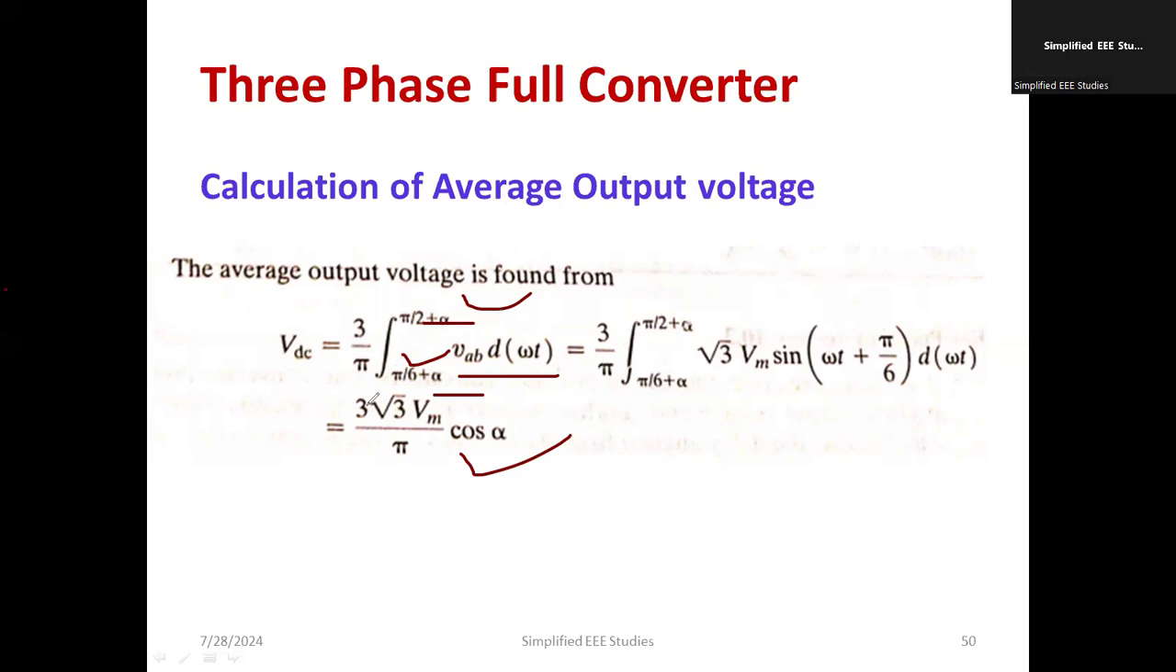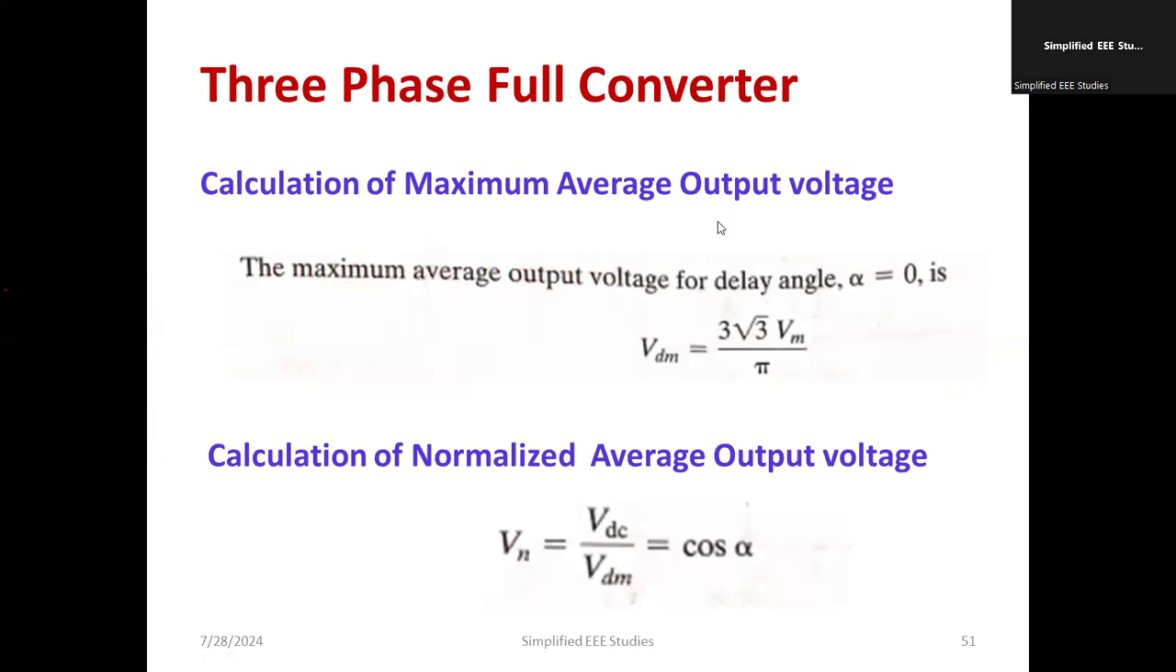This is most important. You may get a question for deriving the average output voltage of the three-phase full converter. So kindly see the limits, do the integration properly, and give the upper and lower limits for the variables. You are able to get 3 root 3 Vm by pi cos alpha. Now for the maximum output voltage, put alpha equal to 0. So you are able to get 3 root 3 Vm by pi. That will be the maximum average output voltage.